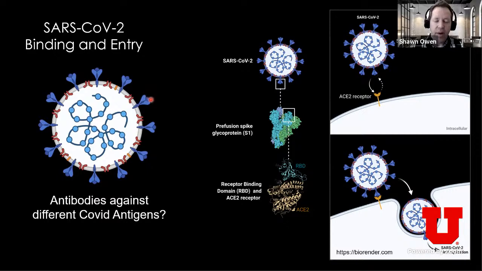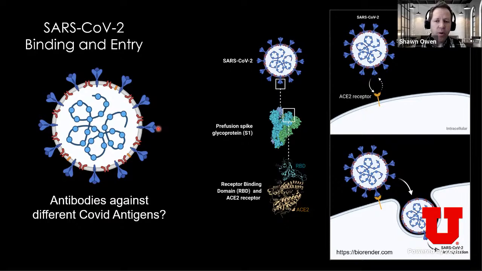If it binds right at that domain, then what happens? This RBD can no longer interact with ACE2. And if the RBD can't bind to ACE2, no infection. So this is what we actually refer to as a neutralizing antibody. And if you hear in the news about neutralizing antibodies, that's what we're talking about.